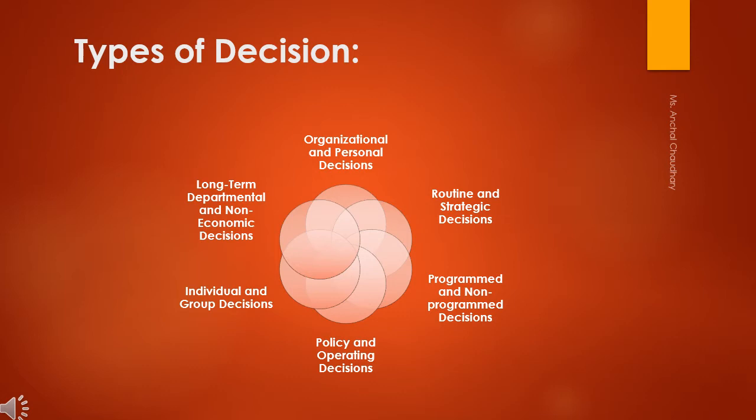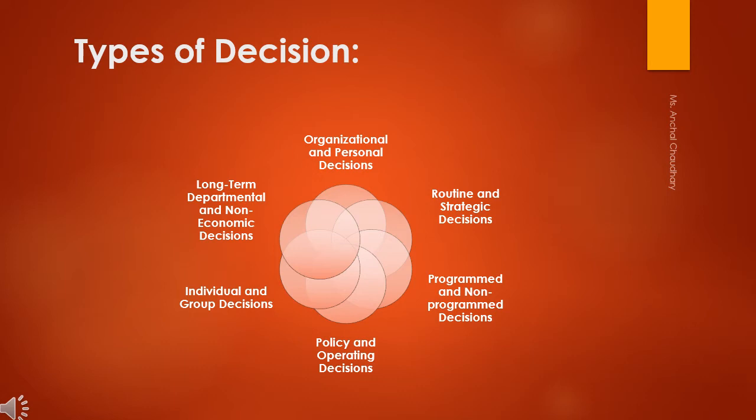Next is policy and operating decisions. Policy decisions are related to deciding the policy of the organization, and operating decisions relate to the operations of the organization. The policy decisions are used for deciding the basic policies related to the organization. These decisions are taken by the top management of the organization, because policy is something which is decided by the top level management only. So the policies that have been decided by the top management also act as the basis for the operating decision.